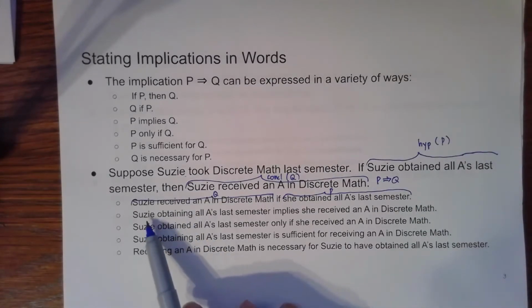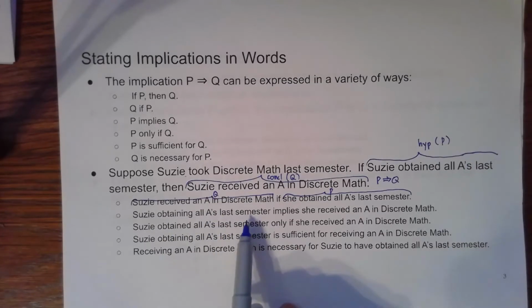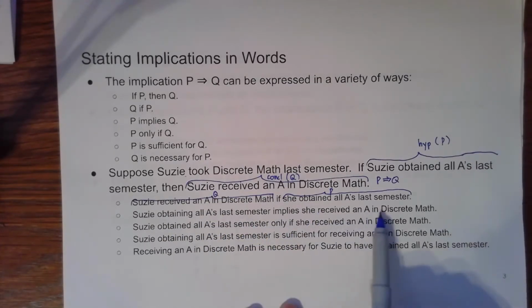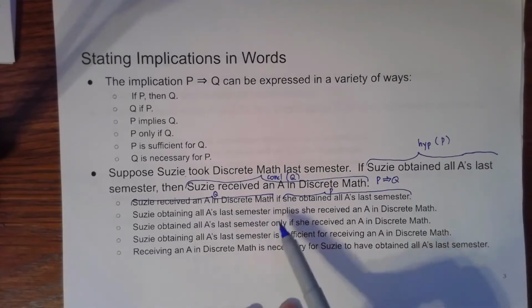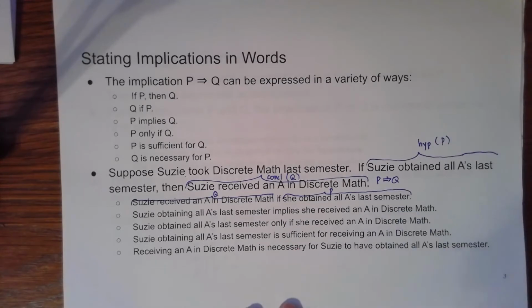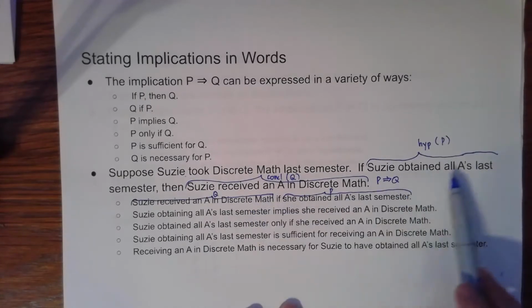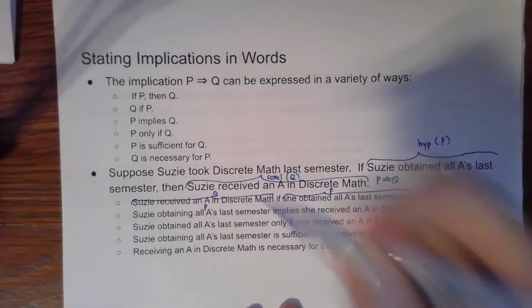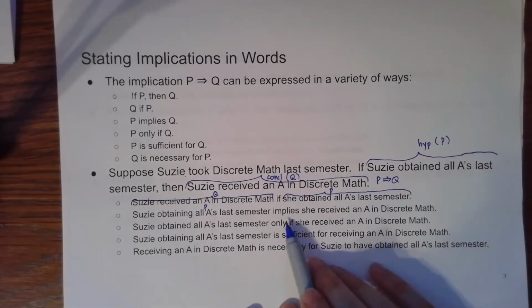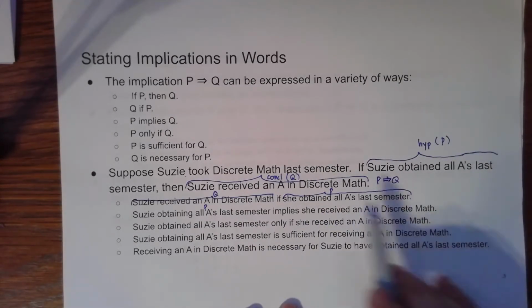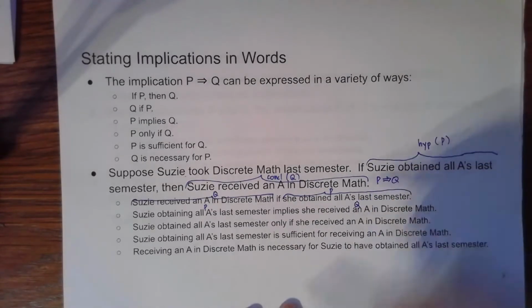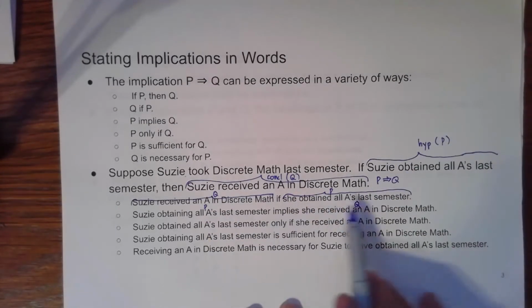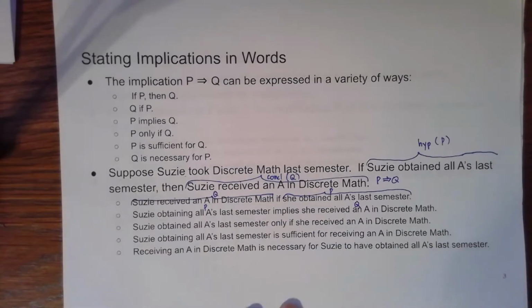Let's look at the next one. Susie obtaining all A's last semester implies that she received an A in discrete math. It does. It implies she got all A's, so that implies that she got one in math as well. So let's look here. Obtaining all A's, that's the hypothesis of this first part, is P. And then we have implies received an A in discrete math. That's our Q. So P implies Q. That's like this second one.